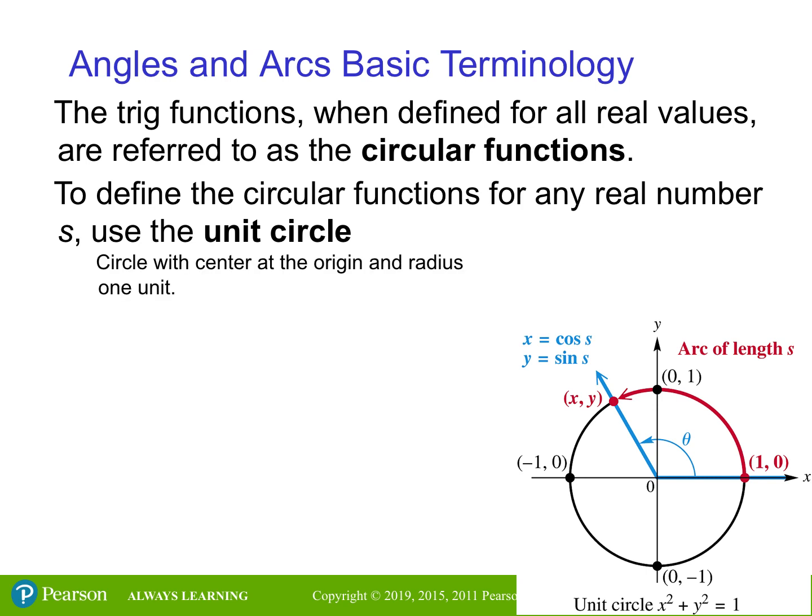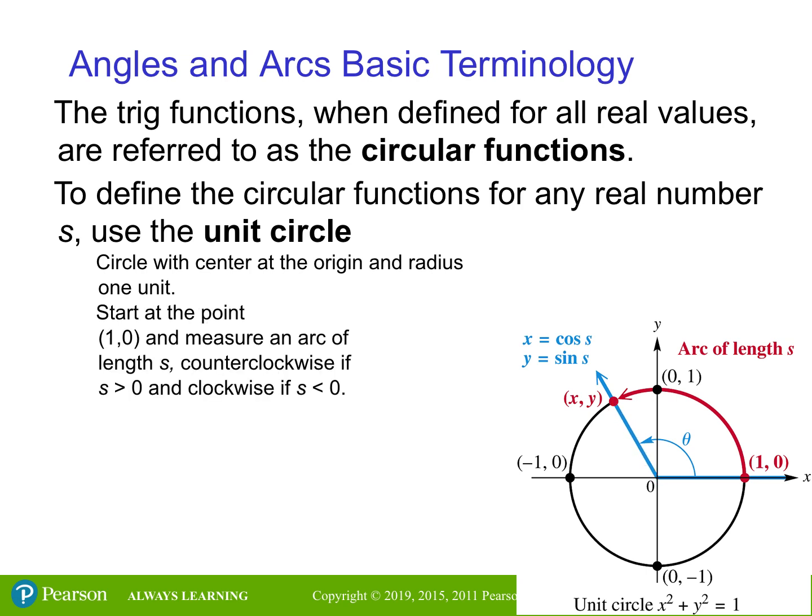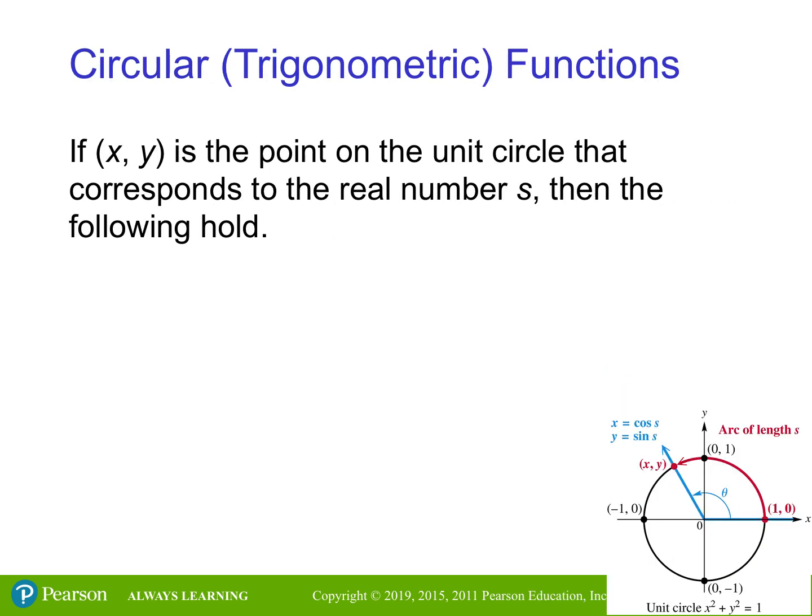Now, a couple things to point out about our unit circle: it is a circle that has a center at the origin, and the radius is going to be exactly 1 unit long. To measure an angle, we start at the point (1, 0), and we measure the arc counterclockwise. The counterclockwise direction indicates a positive angle, whereas if we want to measure a negative angle, we would go in the clockwise direction.